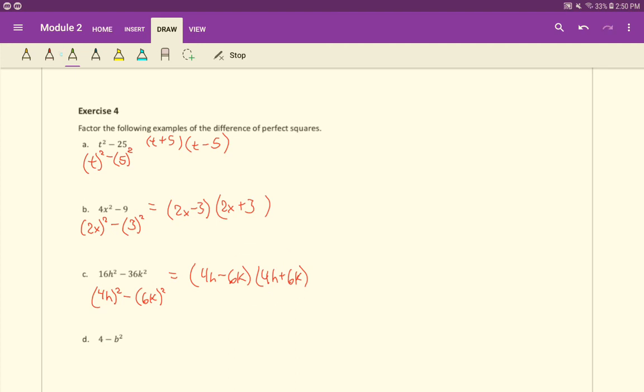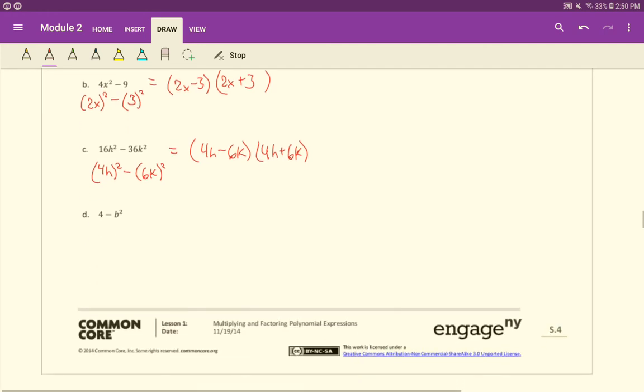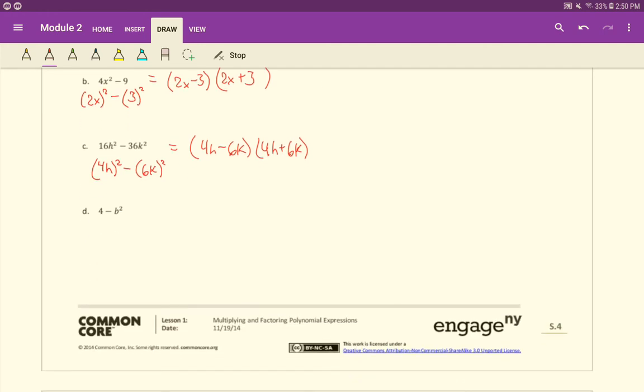Okay, last one here. Let's take a look at 4 minus b squared. Why don't you guys try this one? So pause the video, see what you can do about factoring this. Okay, so these are a difference of squares, right? So there's our perfect squares, rewritten as perfect squares. And so this will factor to be 2 minus b, 2 plus b.